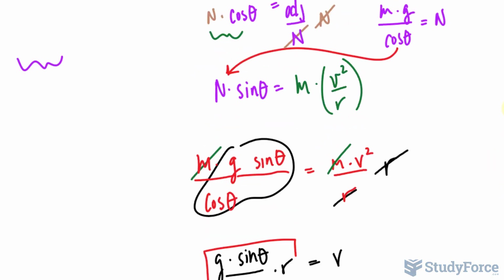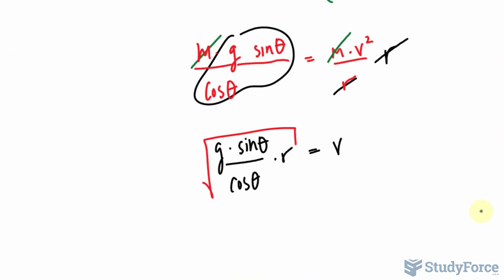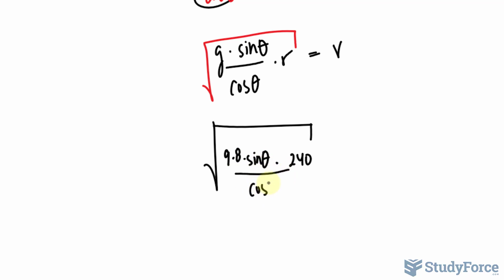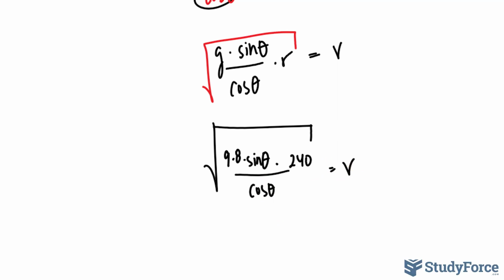Now let's substitute all of the things that we know. We know the radius is 240 meters and it's the right units. It should be in meters, and the velocity should also be in meters per second. So r will be replaced with 240. g will be replaced with 9.8 meters per second squared. Don't write the units down, just keep that in mind. And sine theta over cosine theta, we're told that it's 20 degrees, so I'll replace theta with 20 degrees.